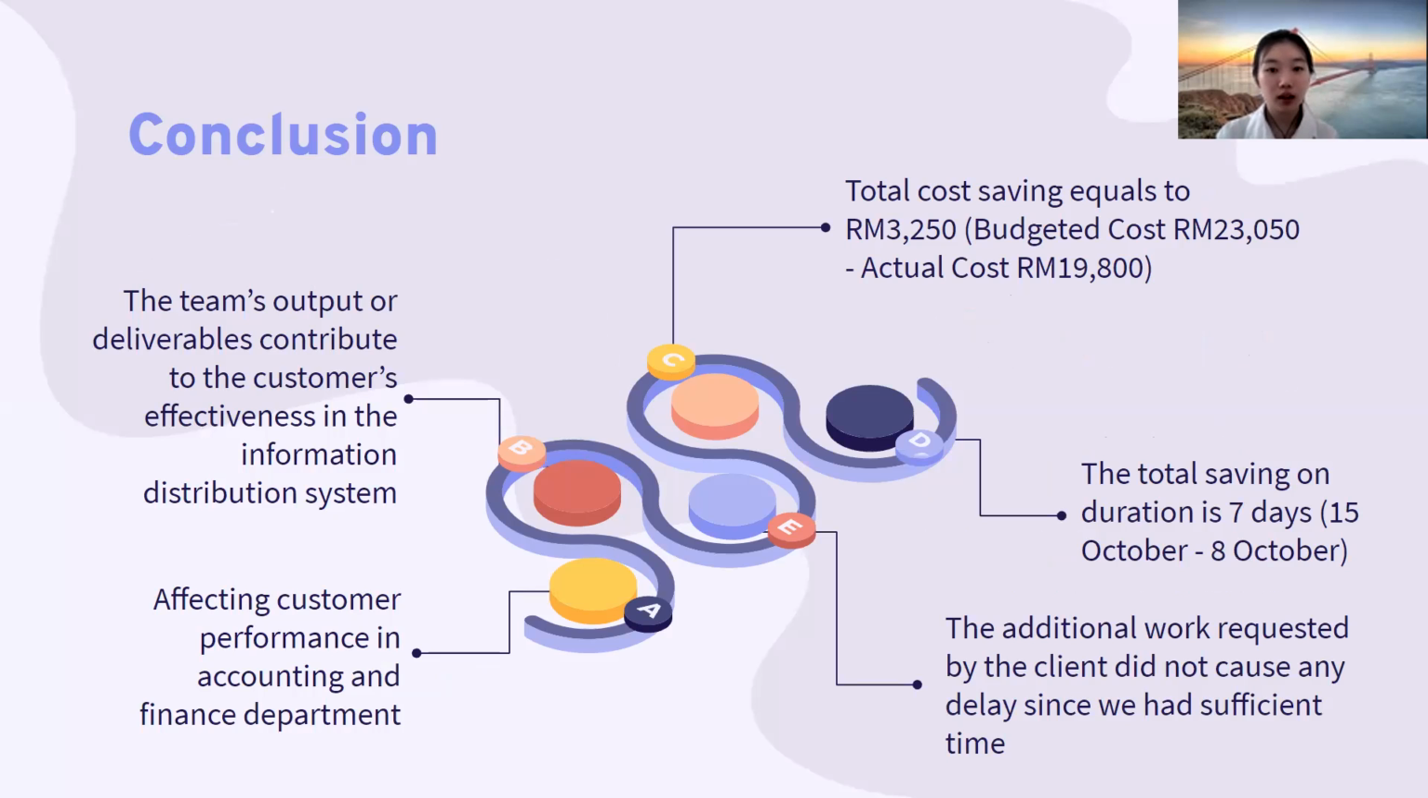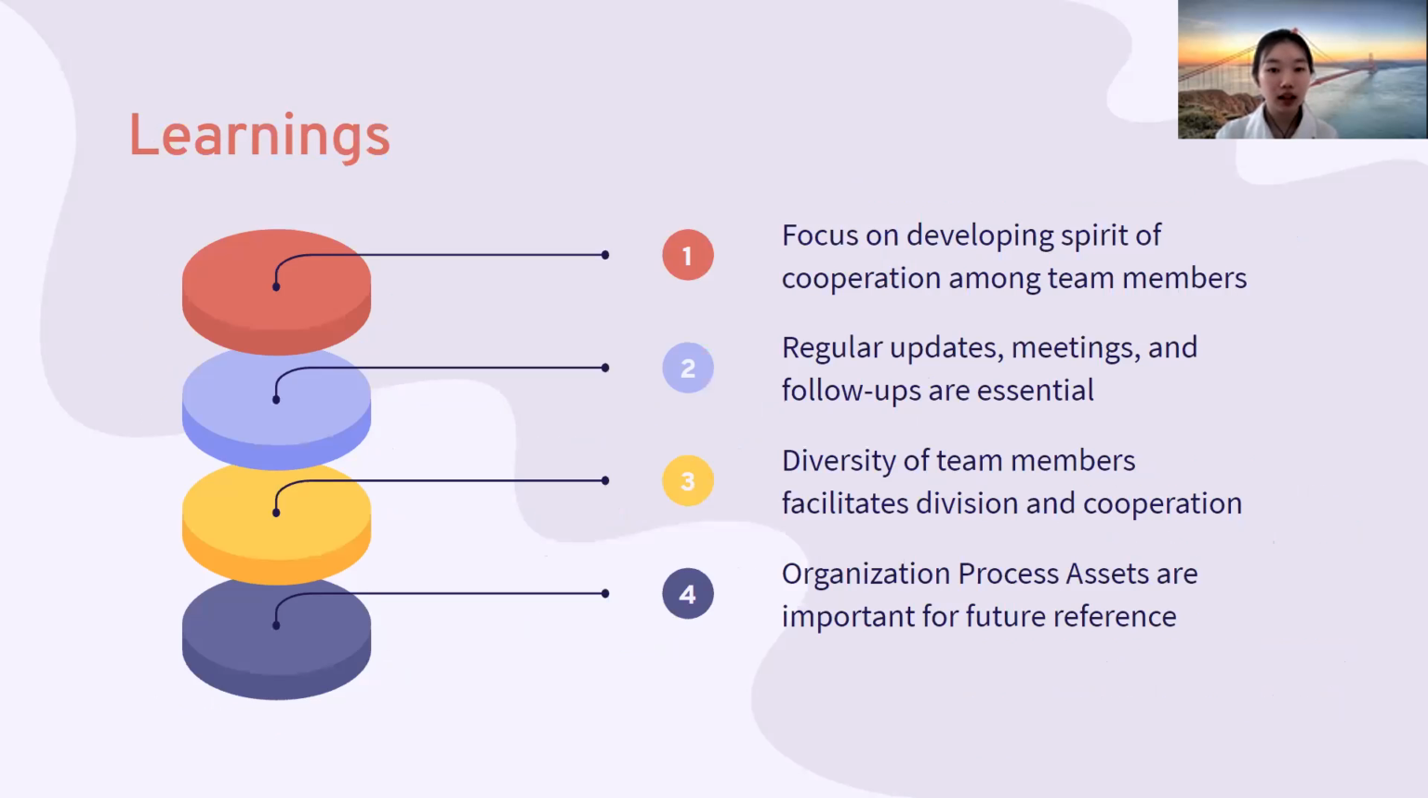Throughout the project, we can note there are cost and duration savings. The total cost saving is 3,250 ringgit, which equals the budgeted cost minus the actual cost. The total duration saving is 7 days. We had a week's saving because the estimated finish date was the 15th of October, while we finished on the 8th of October. In addition, since we have a saving of duration, the additional work requested by our clients did not cause any delay of our project. By doing this project, we have some learnings.